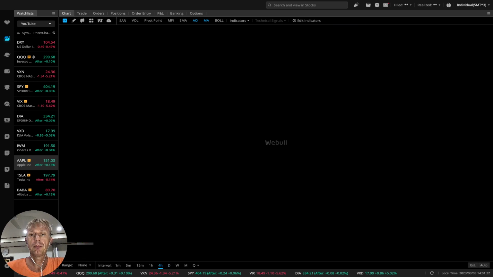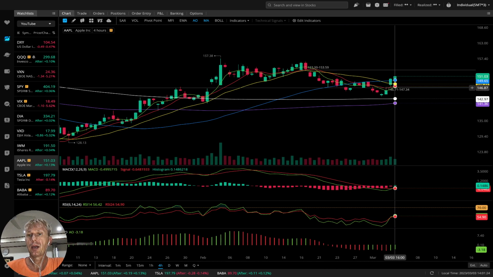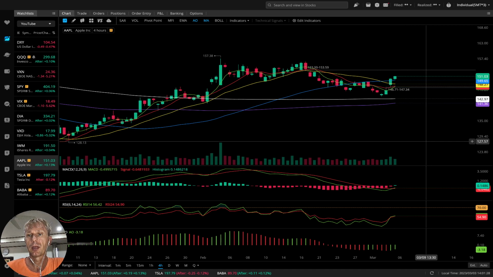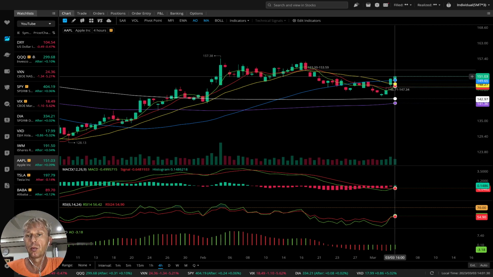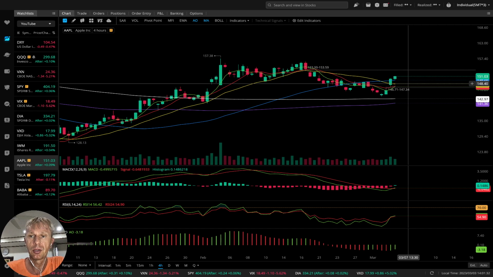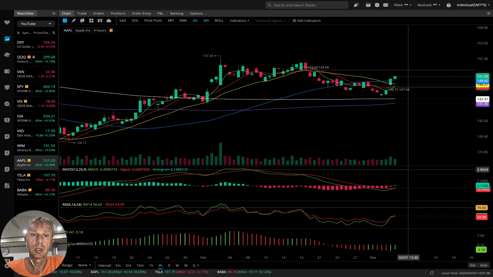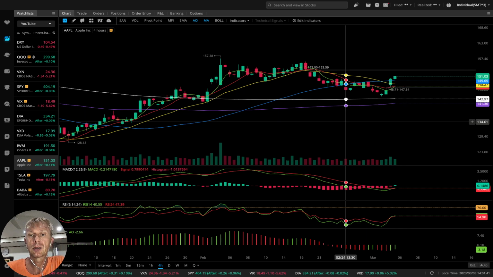4 hours time frame, MA5 wants to go bullish crossover. Last bar closed above all moving averages. It is positive. MACD did bullish crossover, RSI bullish crossover, oscillator bullish. Bullish trend on 4 hours time frame for Apple.